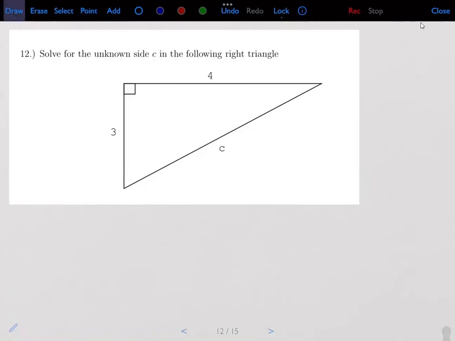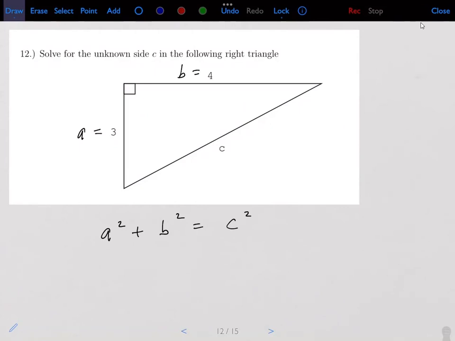Okay, the next question, we want to solve for the unknown side C in the following right triangle. So first of all, it's a right triangle. And remember, if you know two of the lengths of the sides of a right triangle, you can always find the length of the third side by using the Pythagorean theorem, right? So remember, the Pythagorean theorem is a squared plus b squared is equal to c squared. In this case, we know a and b. In fact, it doesn't matter which one you label a and b. I think I labeled the a, the 3 here, and then the b was this side. And then the c is always the hypotenuse, right? Which is the longest side, or the side opposite the right angle.